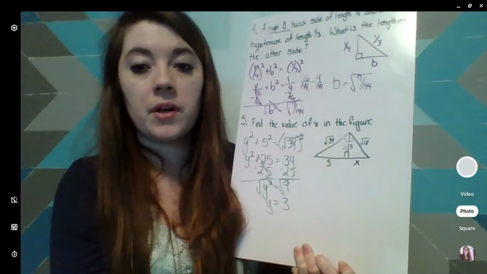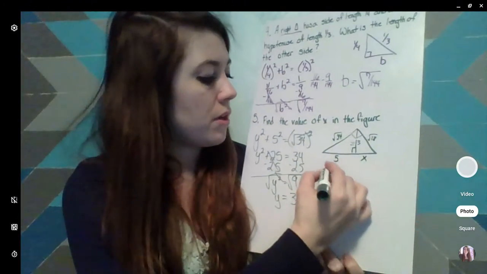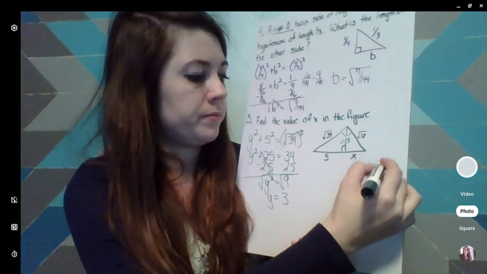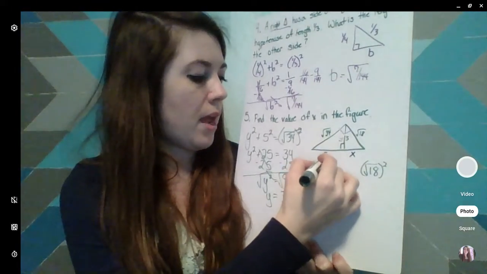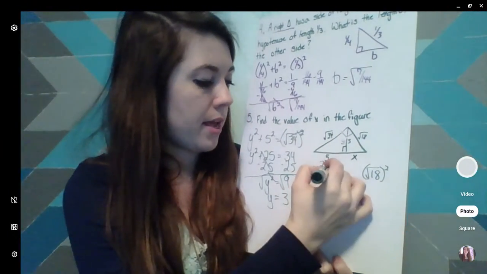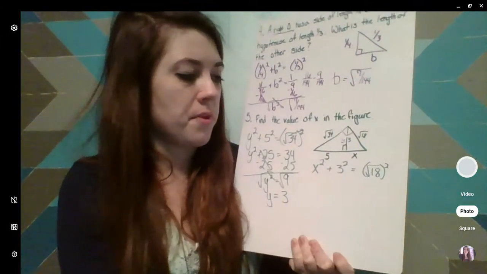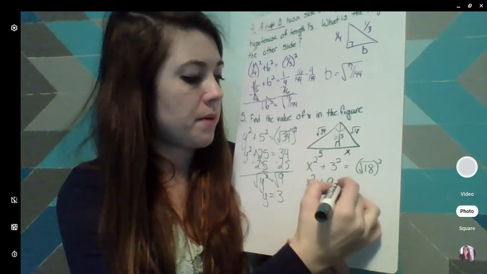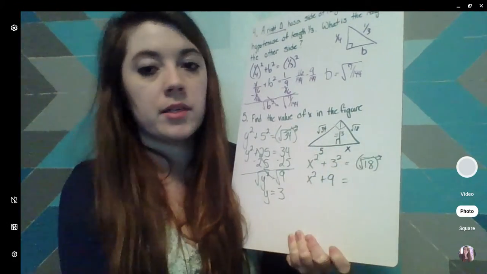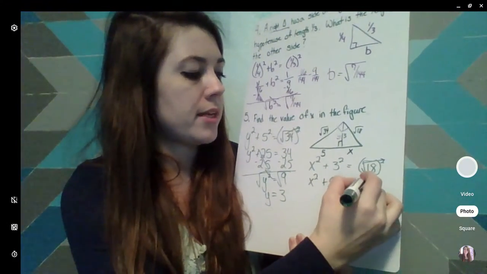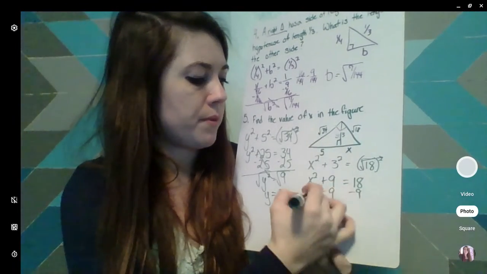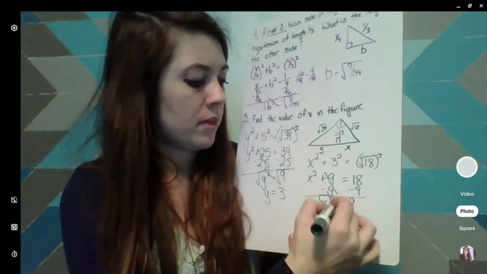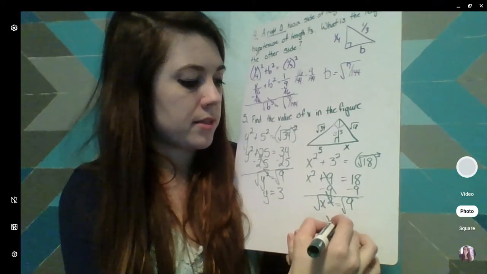So now in this one, we're going to solve it. The hypotenuse is the square root of 18. x is our a value, we'll say. 3 is our b value. So x squared plus 3 squared, which is 9, equals, remember, squaring a square root just cancels out, so we're left with 18. We subtract 9 from both sides. We end up with x squared equals 9. Take the square root. So x equals 3.